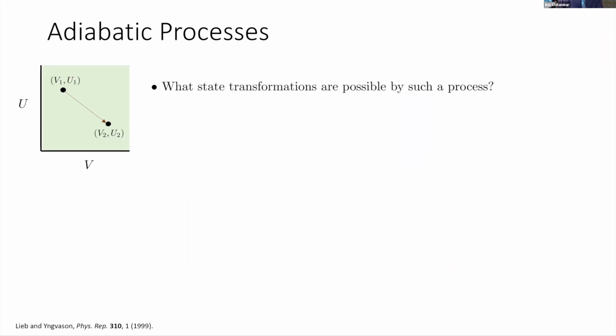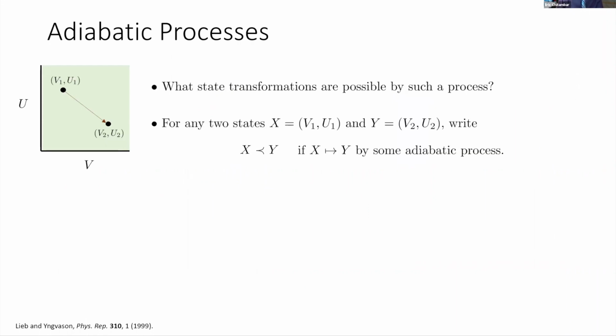All right, so the question: what state transformations are possible by such a process? We can use some symbols here to write this. Let's say that X is majorized by Y if X to Y is an achievable transformation by some adiabatic process. Here X is one tuple, V1, U1, and Y is another, V2, U2.